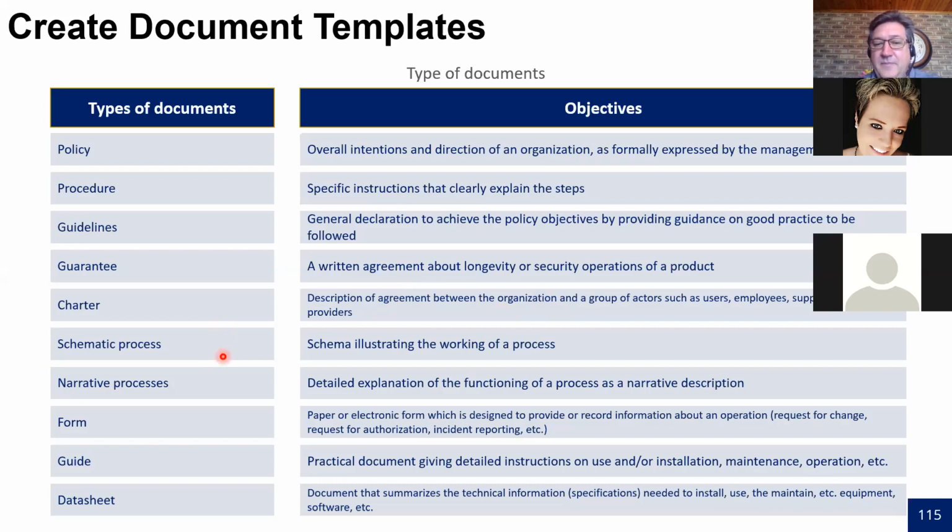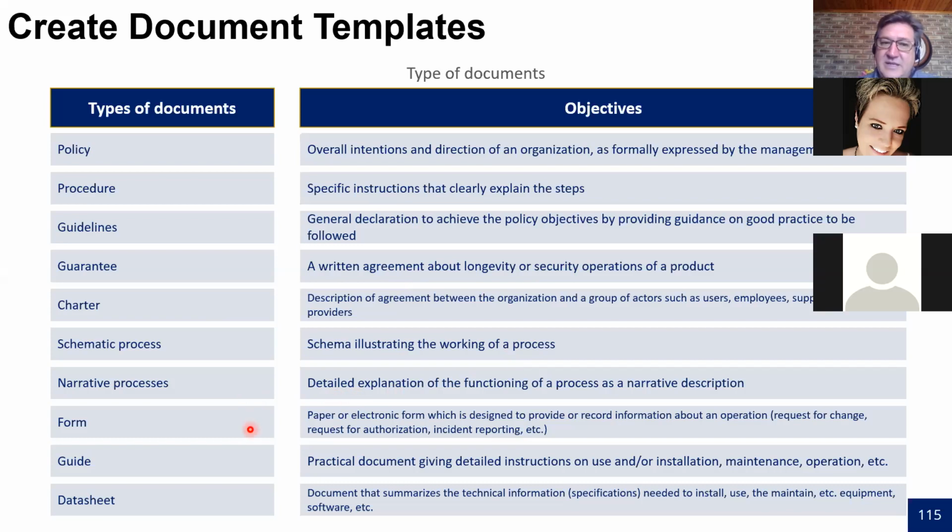Schematic process. If I'm looking at the schema illustrating the working of a process, now the process is the what, the way, and etc. And we are speaking about the schematic illustration of that. That gives me a level 3 document. A narrative process is again the detailed explanation. That is a level 3 document.